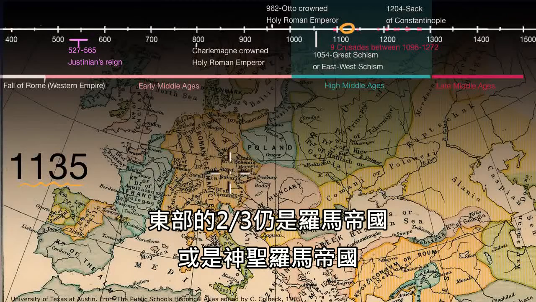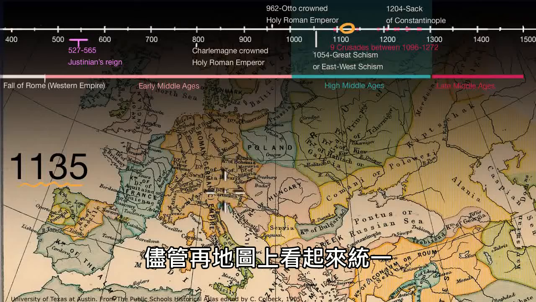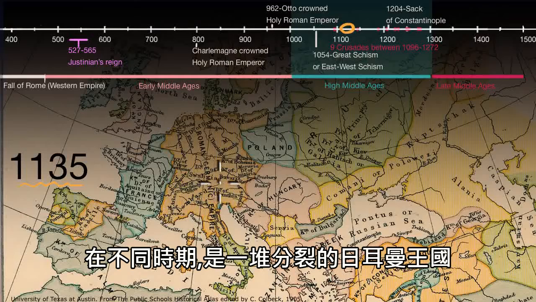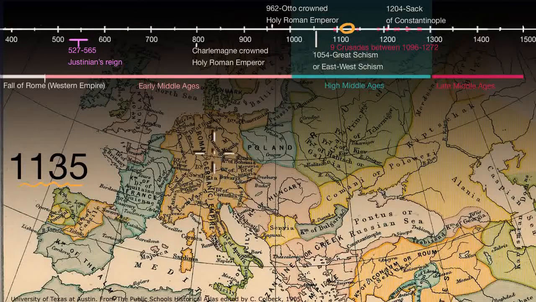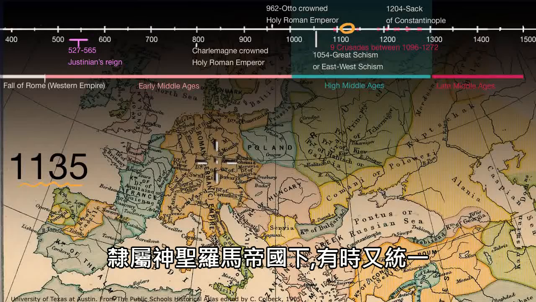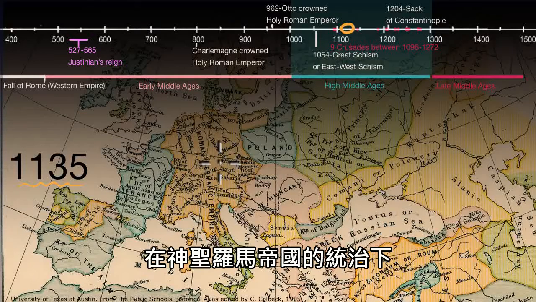The eastern two-thirds are still considered the Roman Germanic Empire or the Holy Roman Empire. And even though it looks fairly unified in this map, over different periods of time, it's really a bunch of fragmented Germanic kingdoms nominally under this Holy Roman Empire. Sometimes it's a little bit more unified under a stronger Holy Roman Emperor.